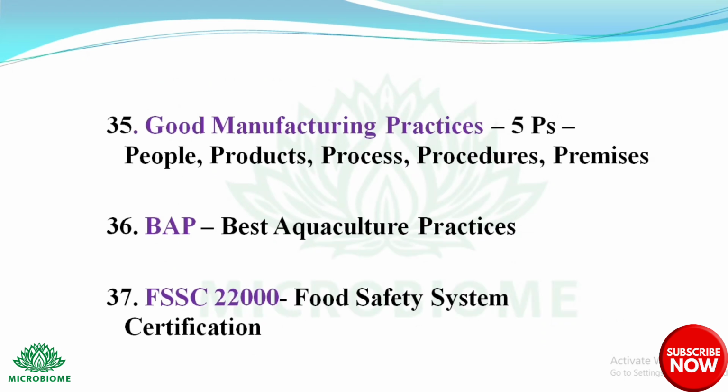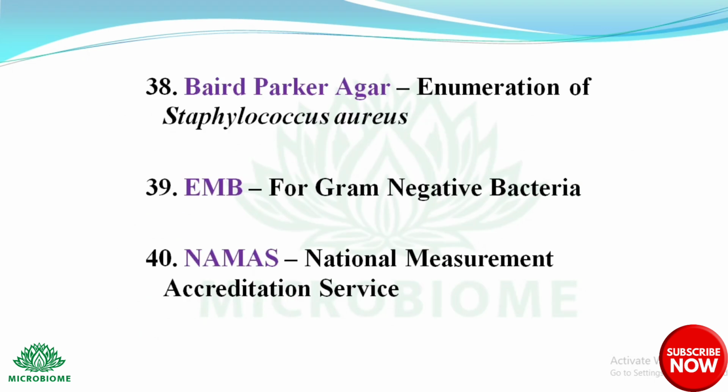Next about good manufacturing practices, 5 Ps. Here people, products, process, procedures and premises. Next about BAP, best aquaculture practices. Next, FSSC 22000, food safety system certification. And Baird-Parker agar, it is for Staphylococcus enumeration, EMB for gram-negative bacteria isolation, NAMAS, National Measurement Accreditation Service.